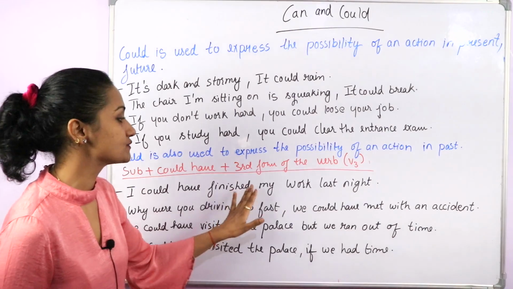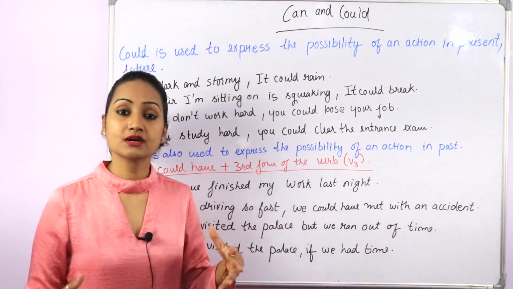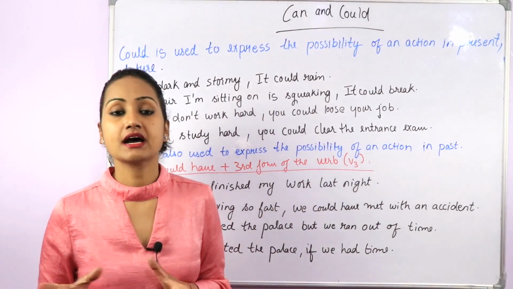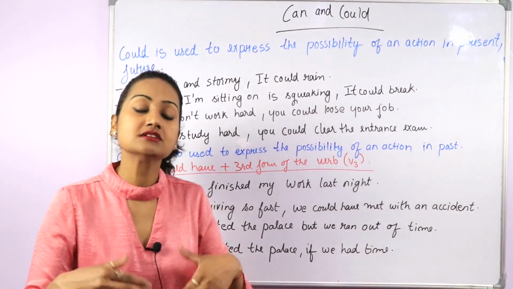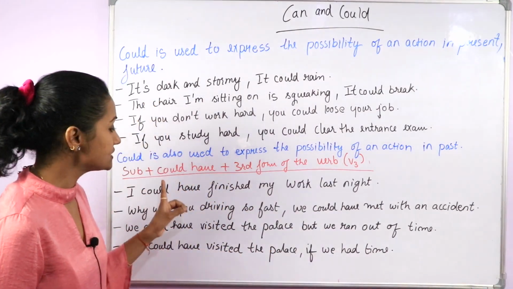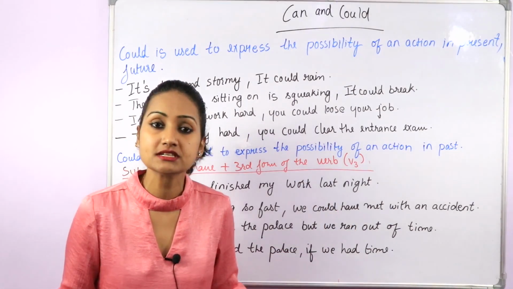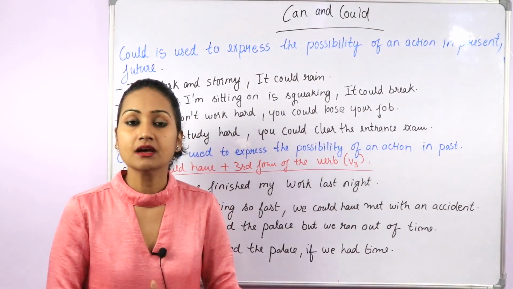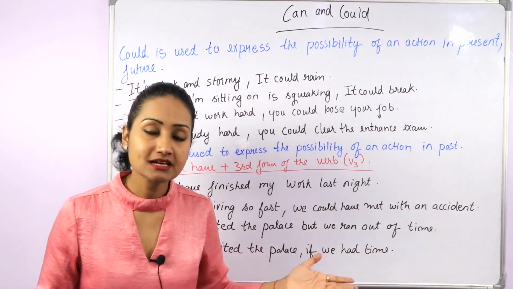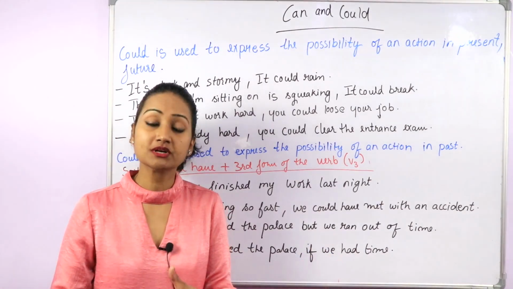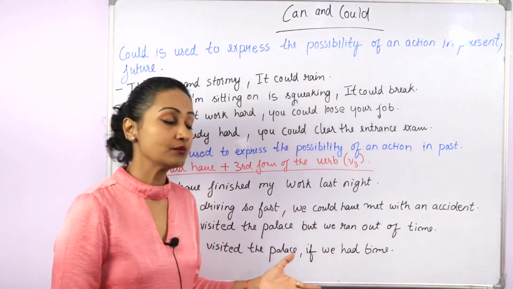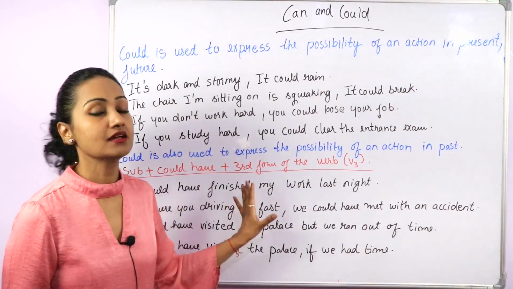I could have finished my work last night. There was a possibility that I could have finished my work, which didn't happen. I could have finished my work last night, but I didn't because there was no electricity, or I was busy, or there were guests at home. There can be any reason, but that thing didn't happen, but that could have been done.